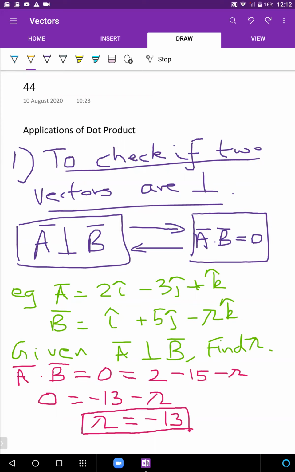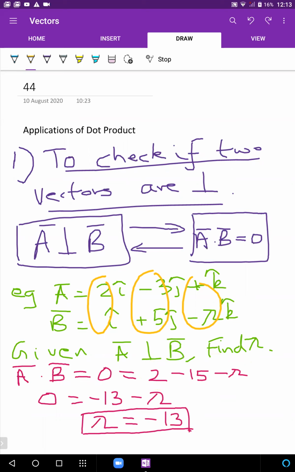How was lambda minus 13? So let me know what part you didn't get. Are you sure that dot product should indeed be 0? Is that part clear? And if that's clear, then do you agree that the dot product is 2 minus 15 minus lambda? You agree with that? Okay.